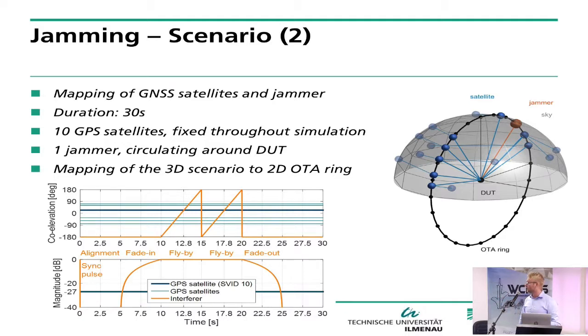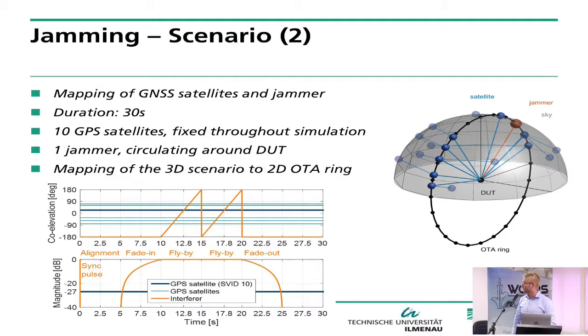And in this case, I used the two-dimensional setup, where I have a ring with antennas. So I have to map these satellites and the jammer onto this ring, and the jammer then moves around a certain trajectory. Here is a plot of the movement. It's the co-elevation or the position on the ring. The satellites stay fixed because we have a very short scenario of 30 seconds, and then the jammer shows up and circulates twice around the device under test, and then we see what happens.